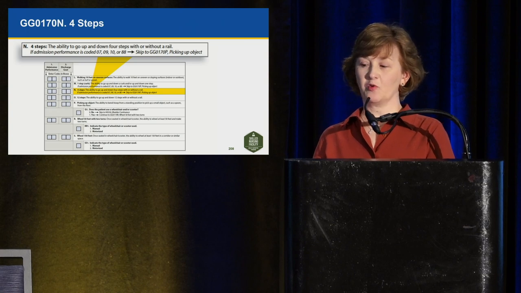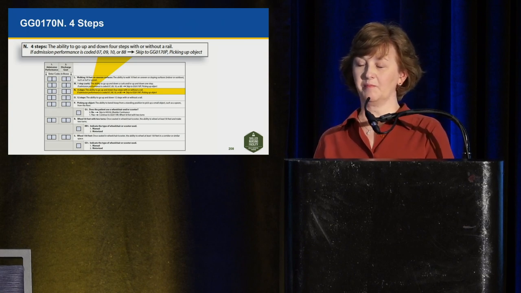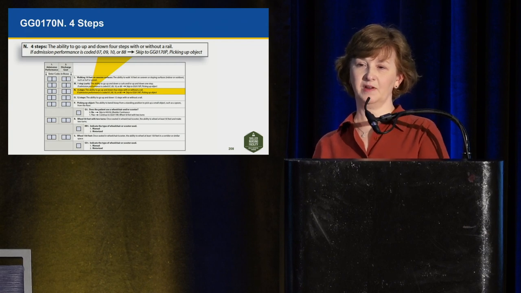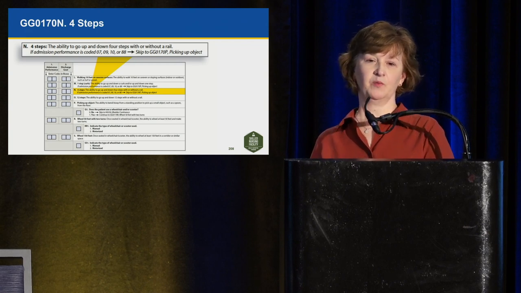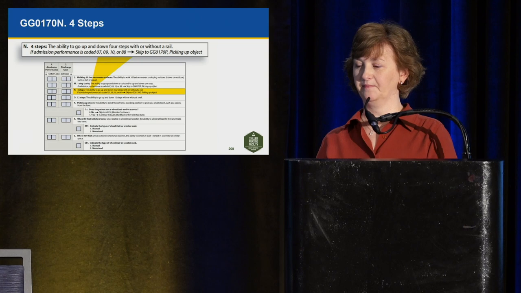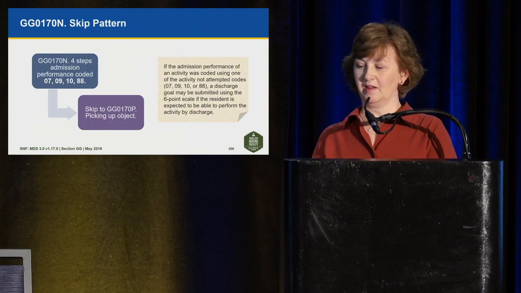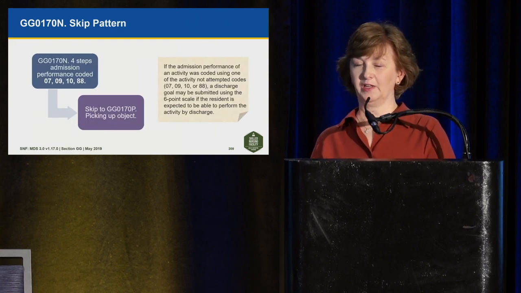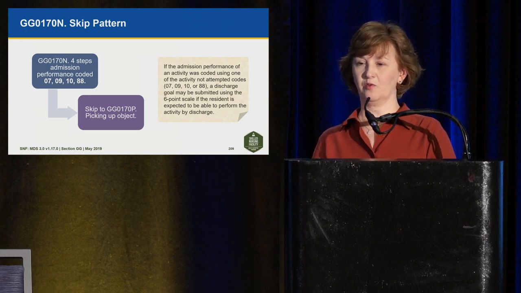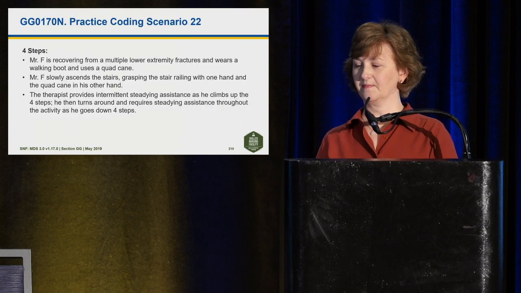Next, we move on to 4 steps. This refers to the ability to go up and down 4 steps with or without railing. Similar to the skip pattern for the 1 step, there's a similar skip pattern. If somebody isn't able to go up and down 4 steps, we assume they're not able to go up and down 12 steps. So that's why there's a skip pattern over that next activity. Again, the skip pattern relates to the code 7, 9, 10, and 88. Those are the 4 activity not attempted codes.